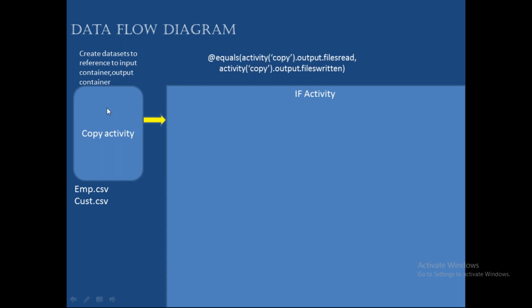Copy.output.filesRead: how many files were read from the input container, we will come to know. Activity of copy.output.filesWritten: how many files I have written to the destination, that I will come to know. Okay, so these two things we will try to understand.